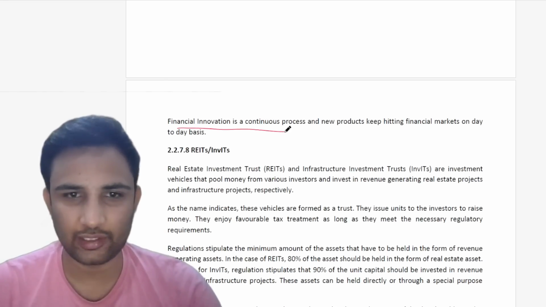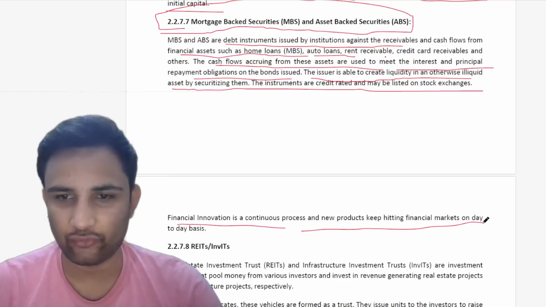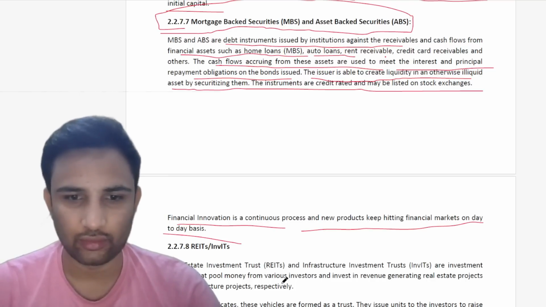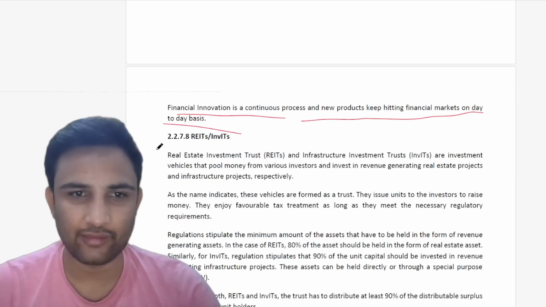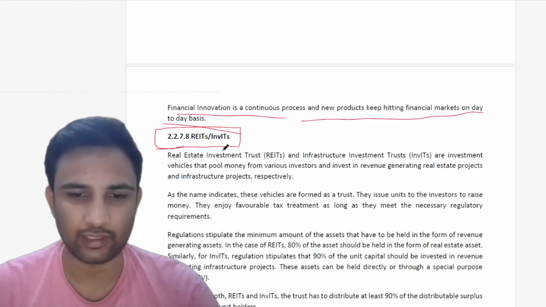Financial innovation is a continuous process, and new products keep hitting financial markets on a day-to-day basis. The next term we have is REITs or InvITs. We will cover these two in the next video.